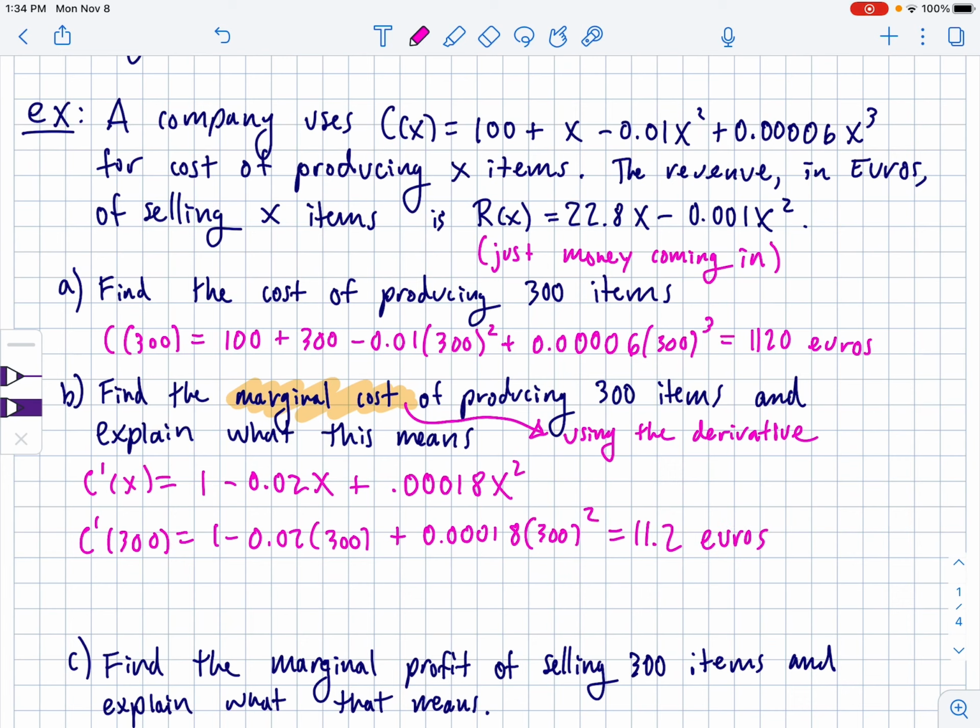So 11.2 euros, the way you need to think of it is that it's 11.2 euros to make the 301st item. Because the marginal cost is how much you're paying per item for making 300 items. So if they were to make 301 items, then that last 301st item would be 11.2 euros to make.